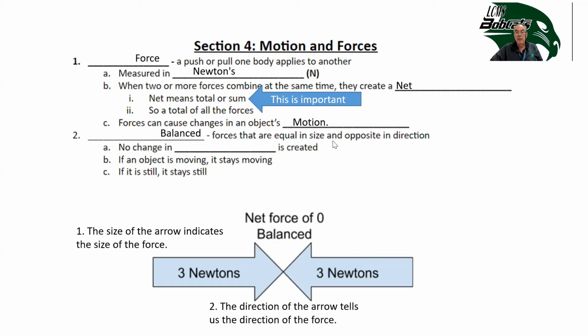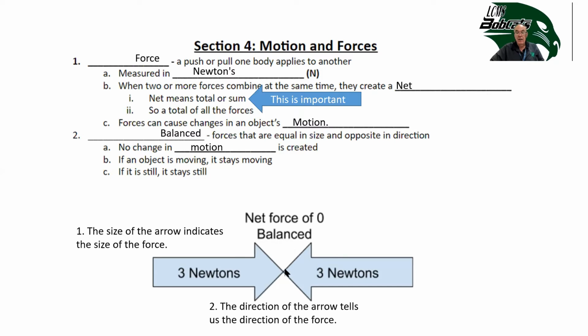Balanced forces are equal in size and opposite in direction, just like these two down here. They're equal in size, they're both 3 newtons, and they're in opposite directions. One's pushing to the left and one's pushing to the right. When this happens, because the net, the total, is 0, and they cancel out, there's no change in motion. If the object is moving, it'll stay moving. If it's still, it will stay still.